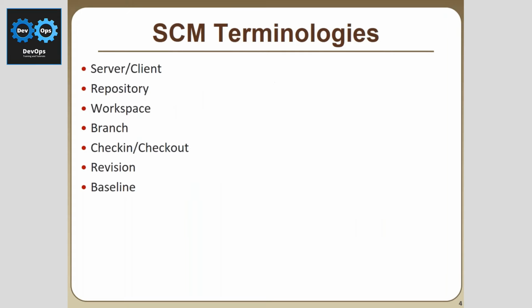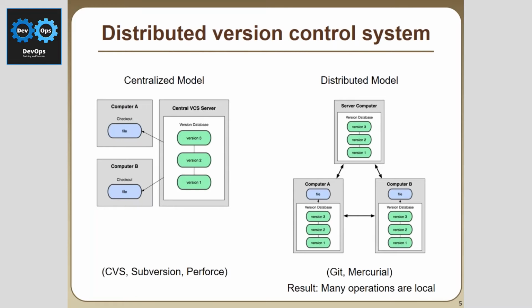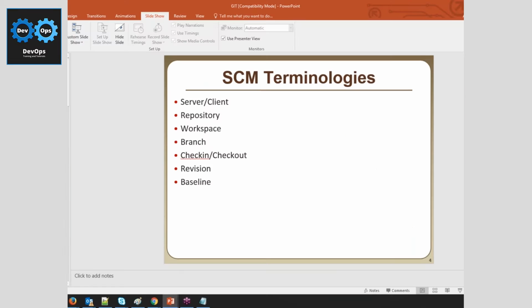Let's move ahead into Git, where we'll try to understand further the details of how Git is architectured, how Git works, and how it is different from other tools. So typically, if you can see the diagram on the left-hand side, this is the centralized model which I was trying to explain to you yesterday.